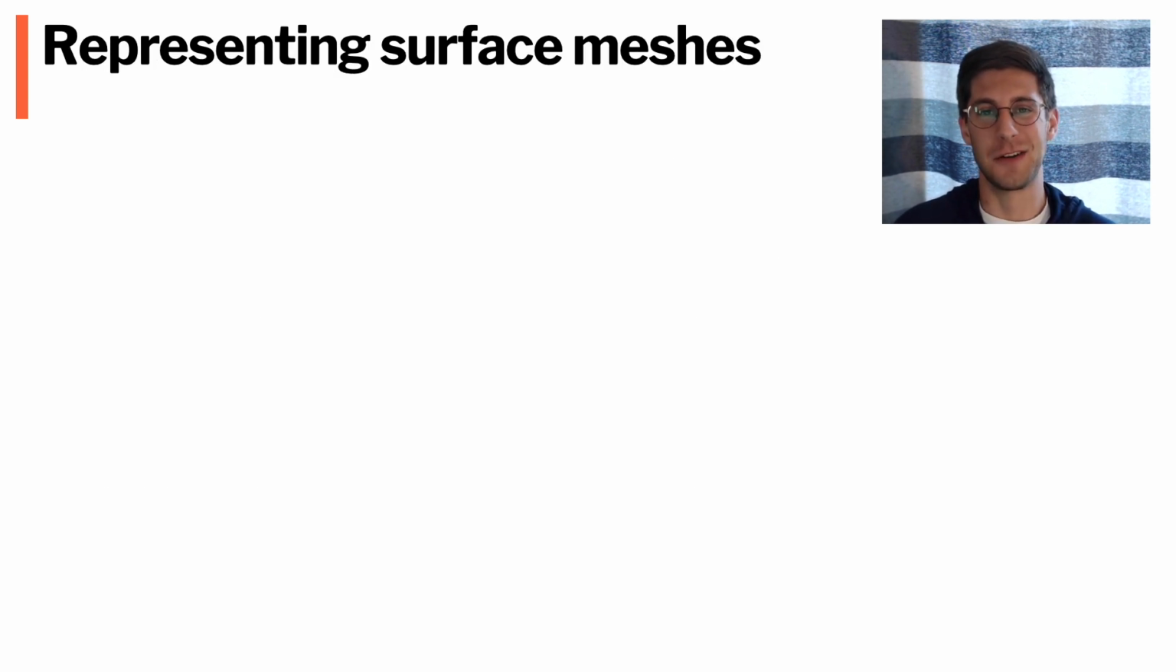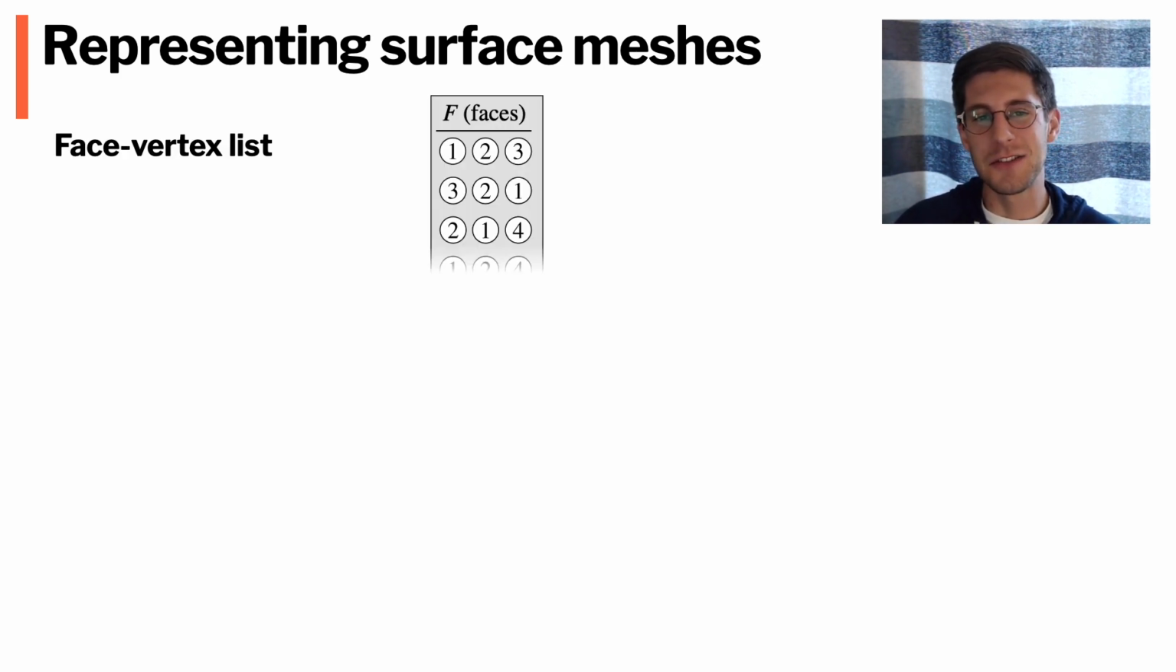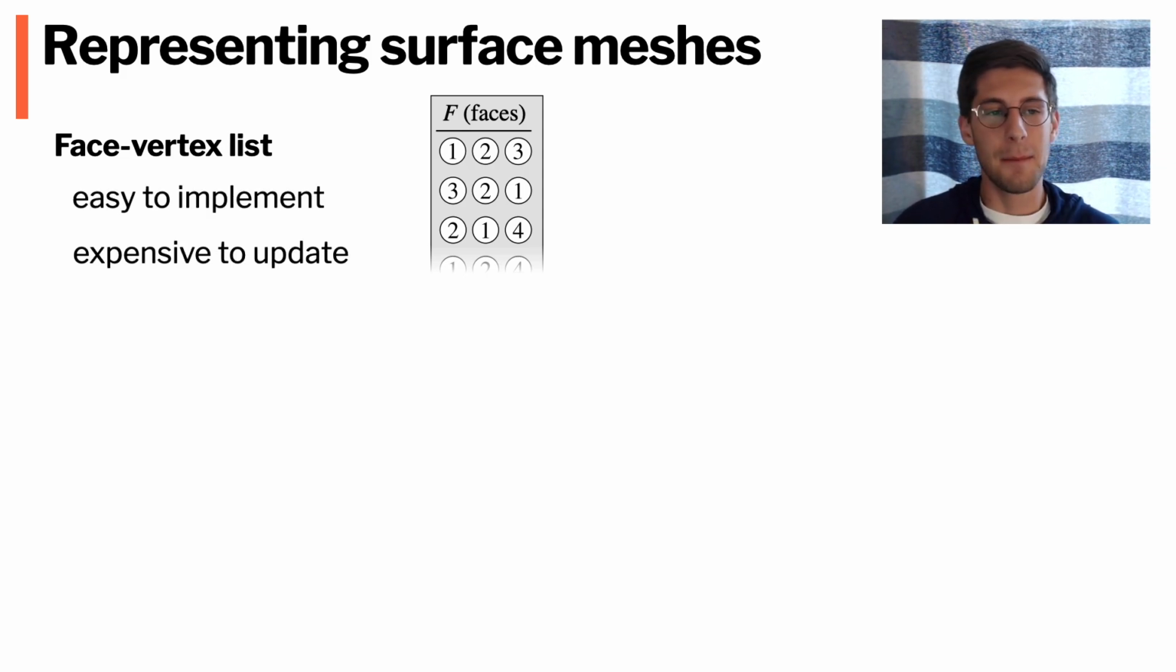So how to represent surface meshes is a very fundamental and sometimes divisive question within geometric computing. One of the most basic things you might do is just use a face vertex listing. So this would be like a rectangular array where for every face you store the indices of all the vertices incident on that face. And the nice thing about this is that it's really simple and easy to implement, but some downsides are that it can be expensive to update if you need to, say, delete a face.